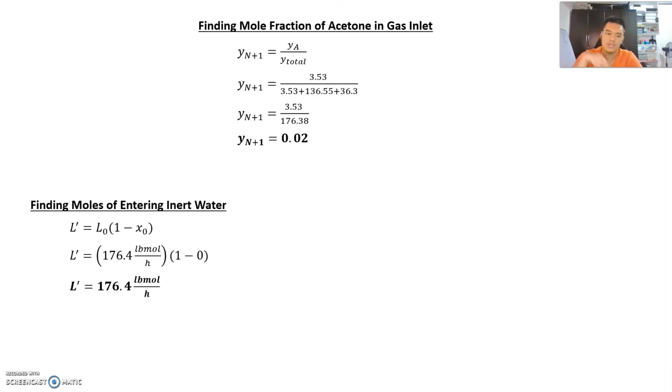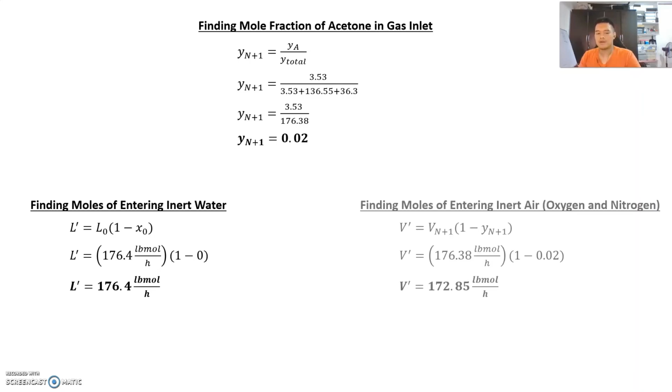Then we need to find the moles of entering inert water. This equation is given from the mole ratio equation. The L apostrophe refers to inert water. Since we assume that the water is inert, it does not interact with any of the components; it just acts as a carrier or a conduit. That means that the amount of water going in is equal to the amount of water going out at the liquid outlet, and it does not go from liquid to gas. It is only in liquid form, meaning that this amount of water stays the same. And this is the amount of inert water going in and out, 176.4 pound mole per hour.